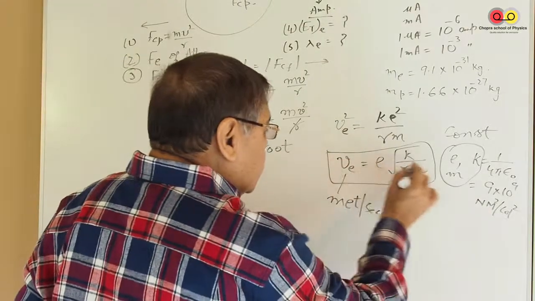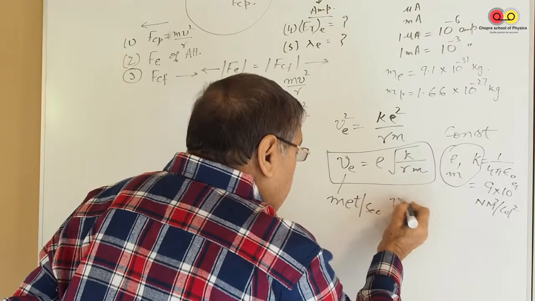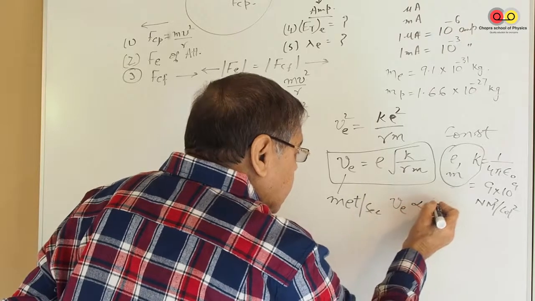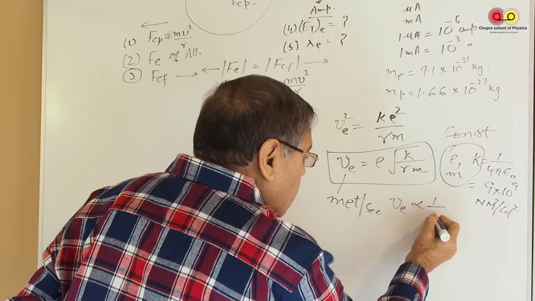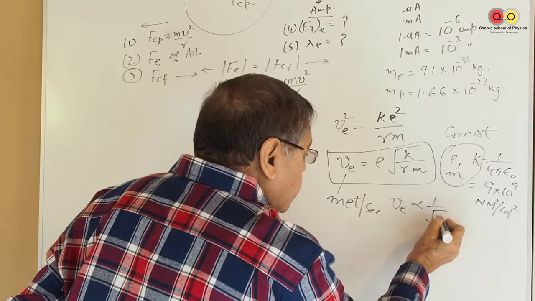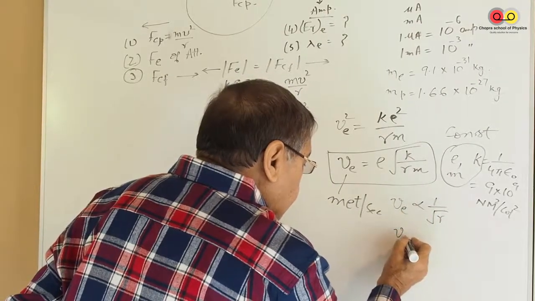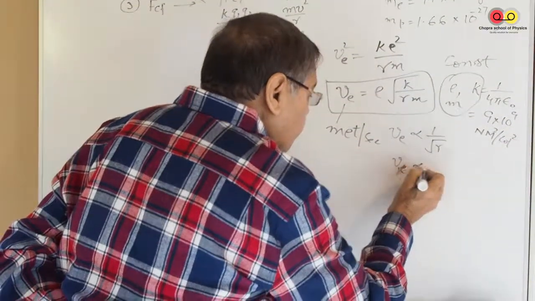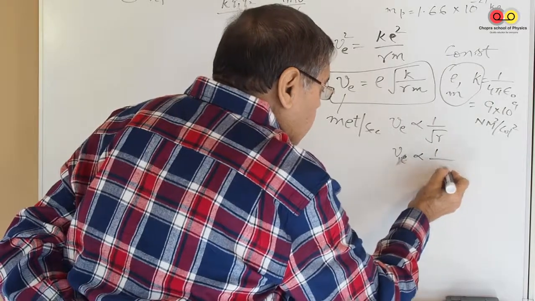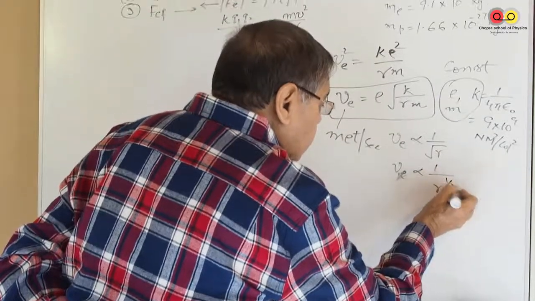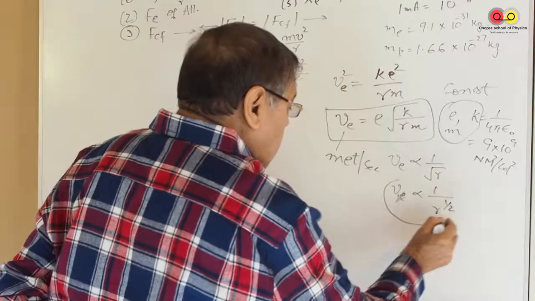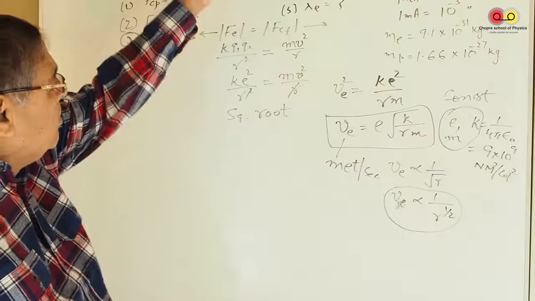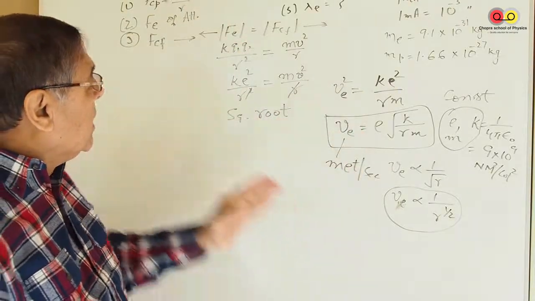Therefore, we have reached a solution that the velocity or speed of the electron is inversely proportional to the square root of the radius, or it is inversely proportional to r to the power 1 over 2. I hope this is clear. This is how we make the calculations for speed.